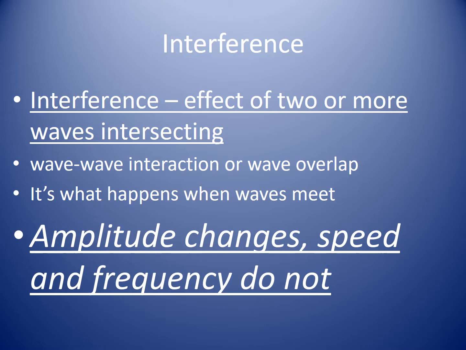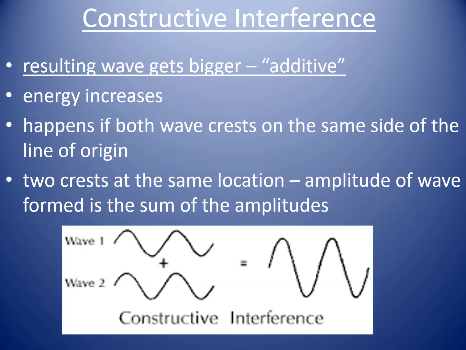Interference is an effect of 2 or more waves intersecting. Okay, and there are 2 types. Amplitude changes, and speed and frequency do not. So in constructive interference, the resulting wave gets bigger. So we call this additive. So for example here, they both add up and we have a higher amplitude. But the frequency still stays the same.